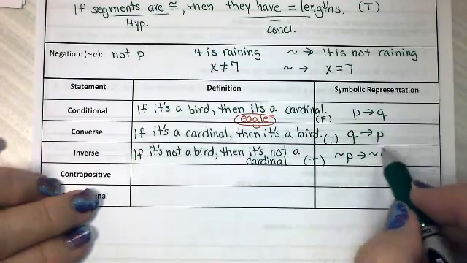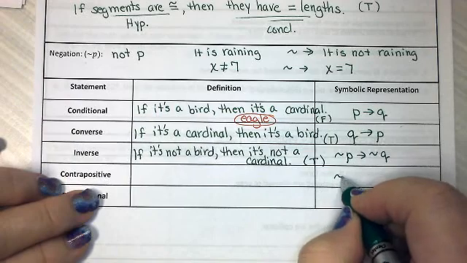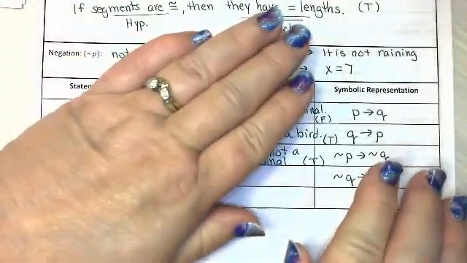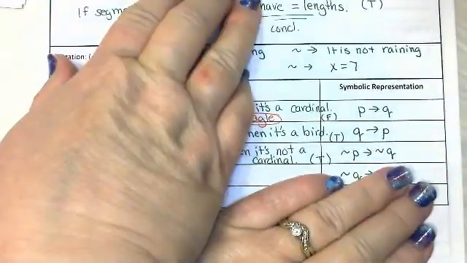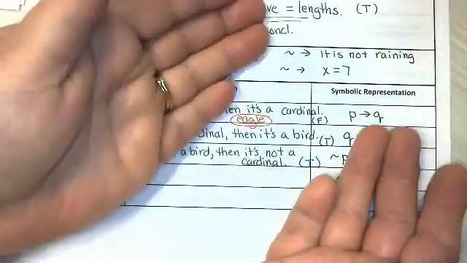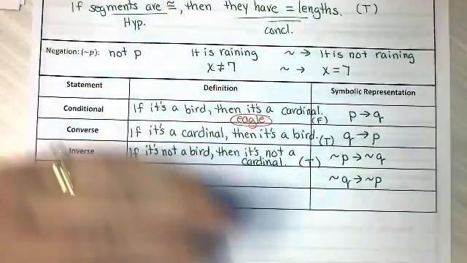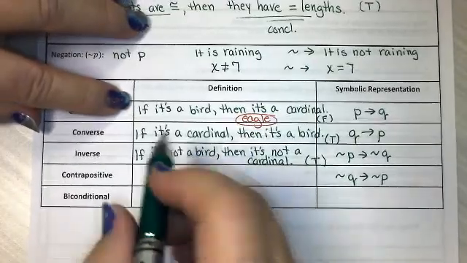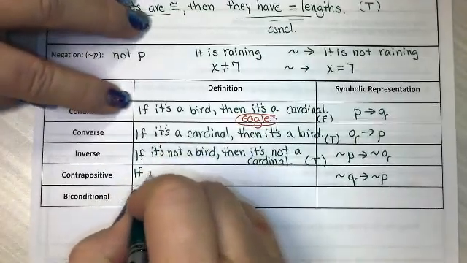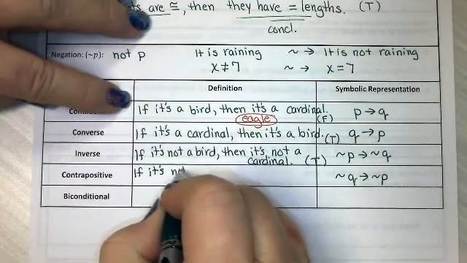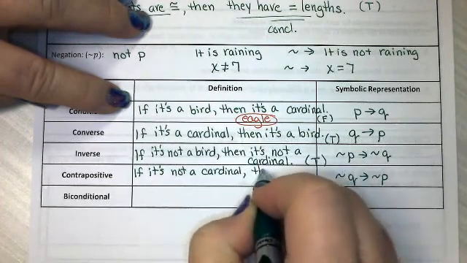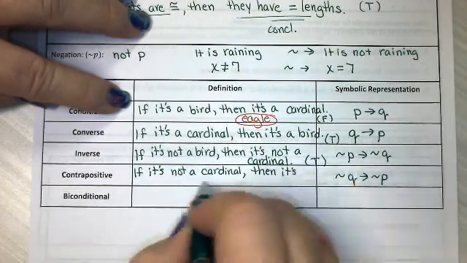And our final one is called the contrapositive. The contrapositive is when we do both. We flip it and we negate. So we're going to say not Q, not P. So here's what I do. Conditional, converse. Now the inverse, we're going to go not. And then the contrapositive is going to go not and switch places. So kind of awkward there. So we're going to take the original one, we're going to switch them and negate them. And it's going to say if it's not a cardinal, then it's not a bird.